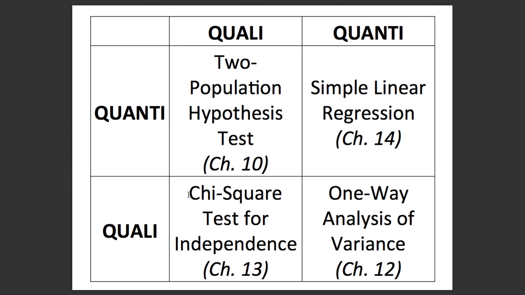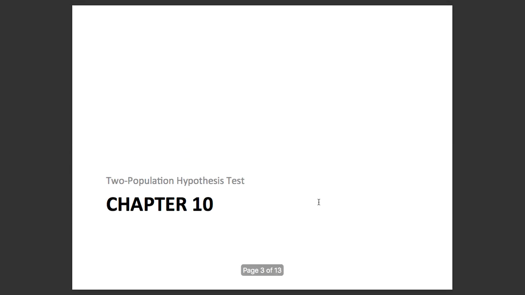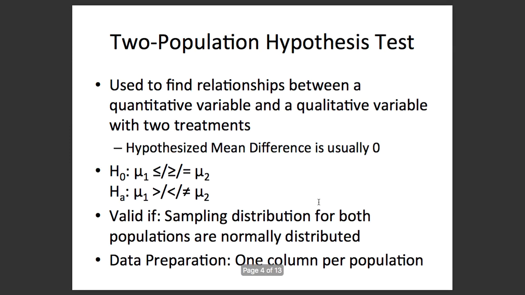If there are two quantitative variables, then the best test is the simple linear regression. But if one variable is qualitative and another one is quantitative, we have two options. We have the two population hypothesis test or the one-way analysis of variance. Now, how do we know which one of the two should be used? For chapter 10, the two population hypothesis test is used if, again, you are testing the relationship between a quantitative and a qualitative variable.